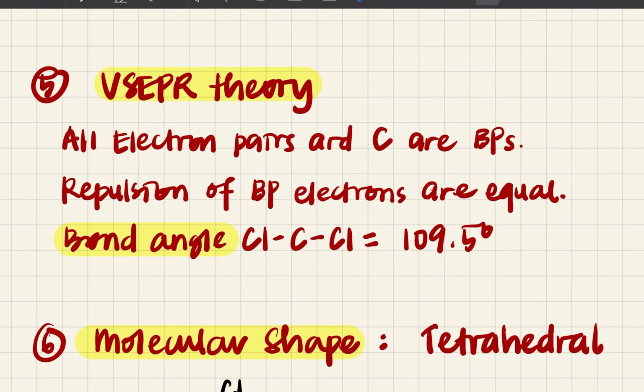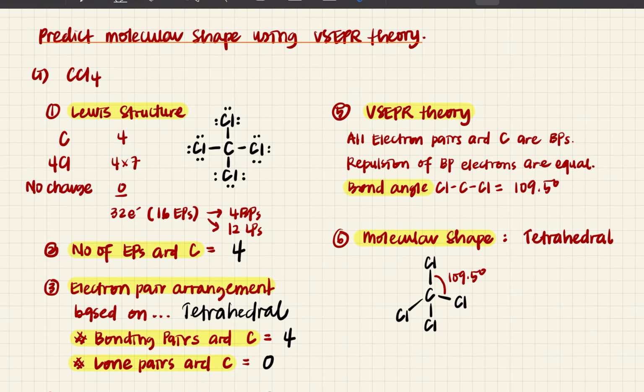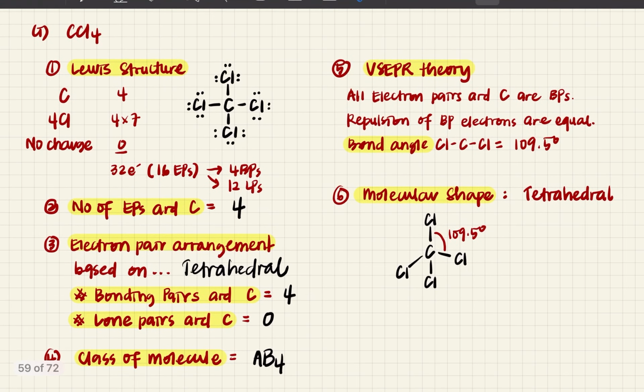Our repulsion between our electron pairs. Okay, for CCl4, if you look here, there are only bonding pairs around carbon, alright? And we know that it will be based on tetrahedral shape. It means our tetrahedral shape will look like this. 1, 2, 3, 4. Okay, 4 bonds. Alright, since it's all 4 bonds, no lone pairs, all 4 of our electron pairs will be bonding pairs.